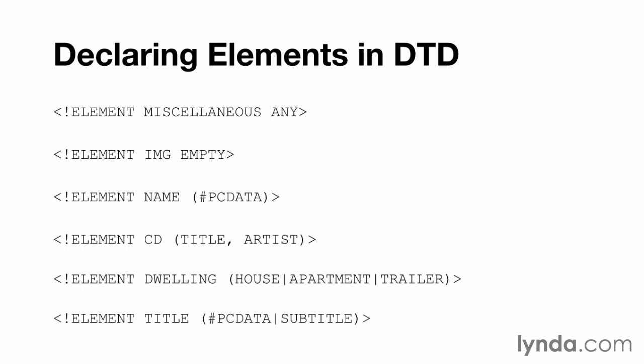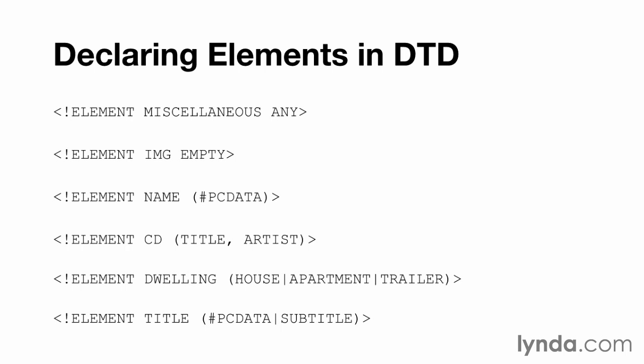To define mixed content, you would use the #PCDATA keyword with the vertical bar and any other elements that you would like to see allowed inside the element you're defining. In this example, you're defining an element named title, and the title element is allowed to have parsed character data inside of it, as well as one subtitle tag. In this case, it doesn't really matter where each one appears. You can have them in any random order.